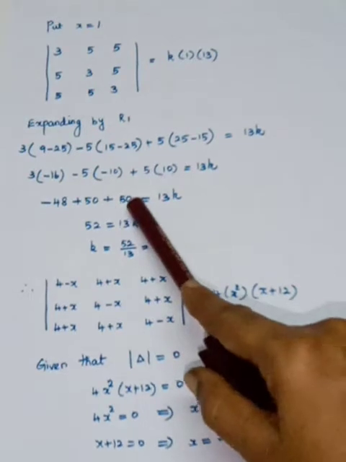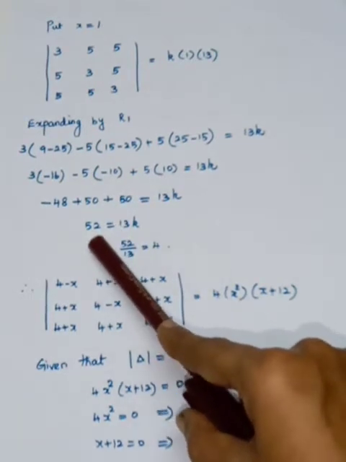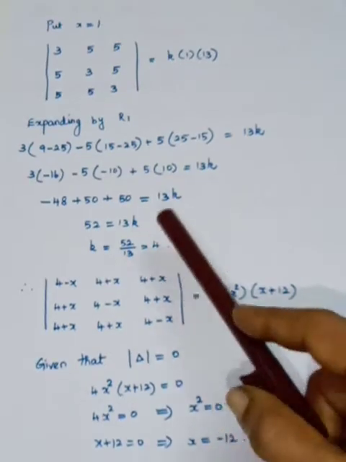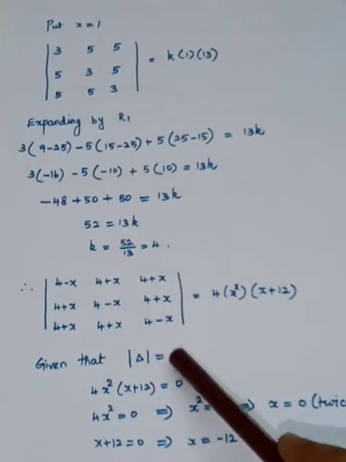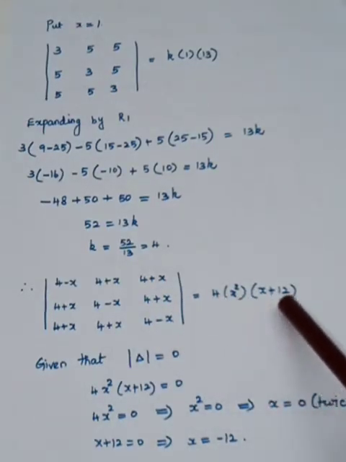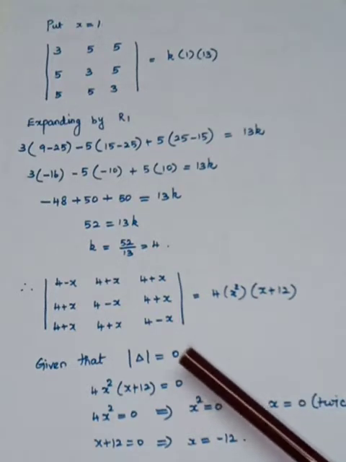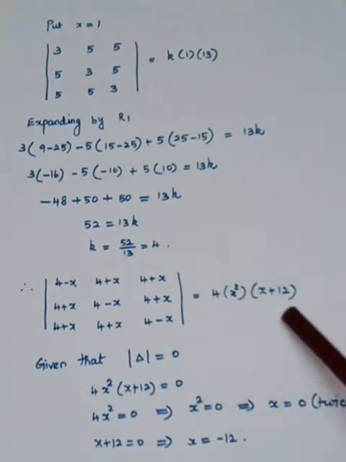So if you calculate, here you will get 52. 52 is equal to 13k. K is equal to 4. So therefore the value of the determinant is equal to 4 into x squared into x plus 12. So what is given? So in that problem, solve the determinant value is equal to 0. So given that the value of the determinant is 0. So this is the value of the determinant.